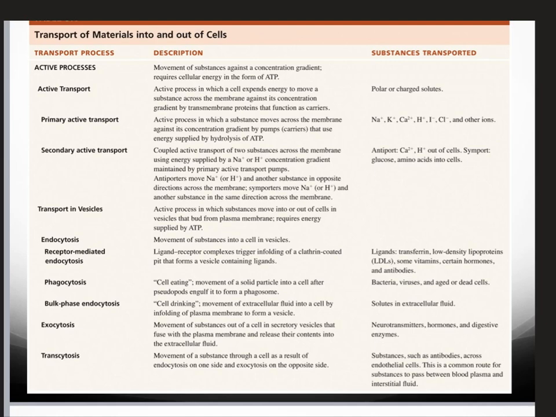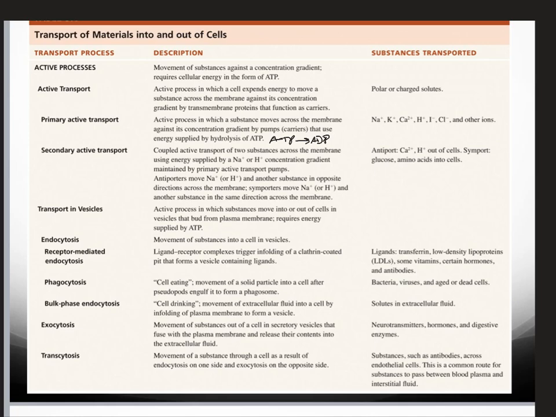We have two types of active transport: primary active transport and secondary active transport. Primary active transport are active processes in which a substance moves across the membrane, again against its concentration gradient, by pumps or carriers that use energy supplied by hydrolysis of ATP. So we're going from ATP to ADP. That release of a phosphate is the energy that we need to power this pump. The ions that we're moving are sodium, potassium, calcium, hydrogen, iodide, and chloride, and a few other ions.